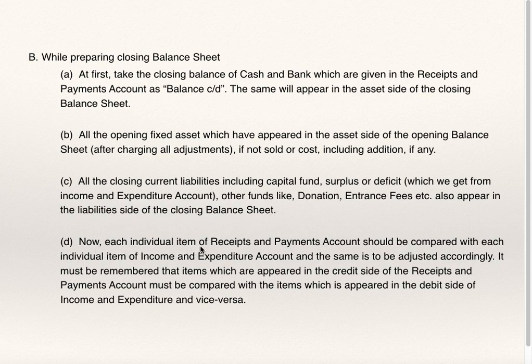Now, each individual item of receipt payment account should be compared with each individual item of income and expenditure account, and the same is to be adjusted accordingly. It must be remembered that items which appear in the credit side of receipt and payment account must be compared with items which appear in the debit side of income expenditure account and vice versa.